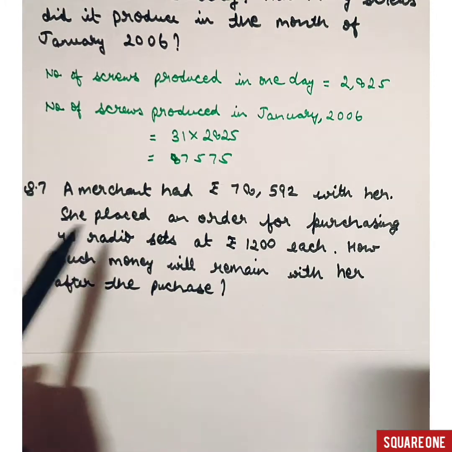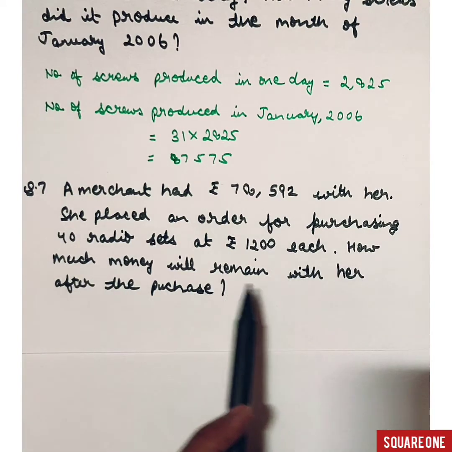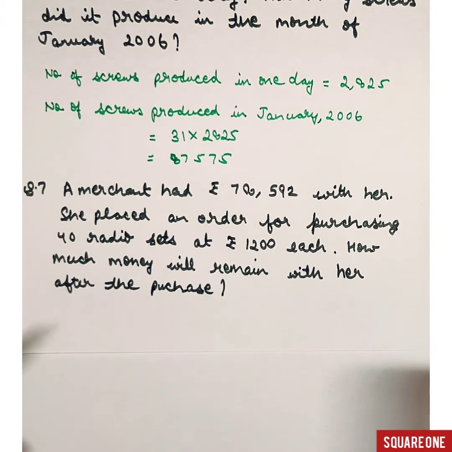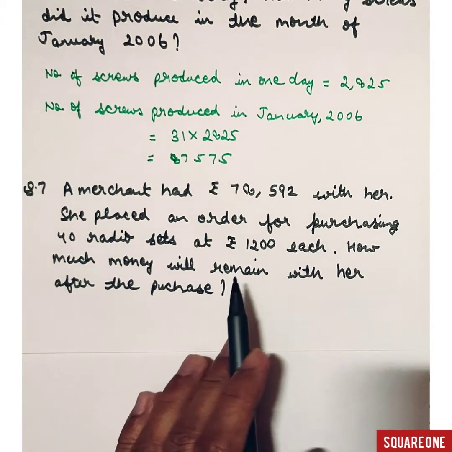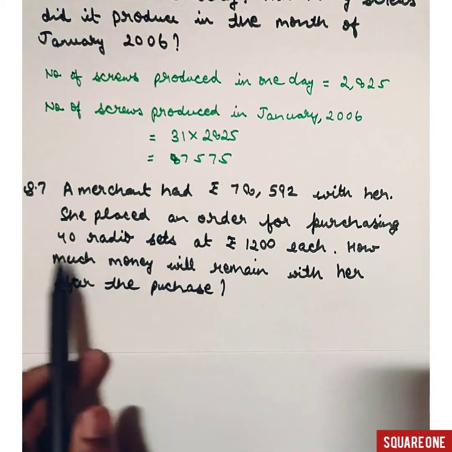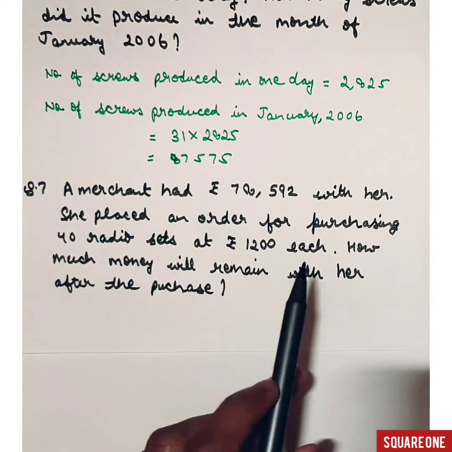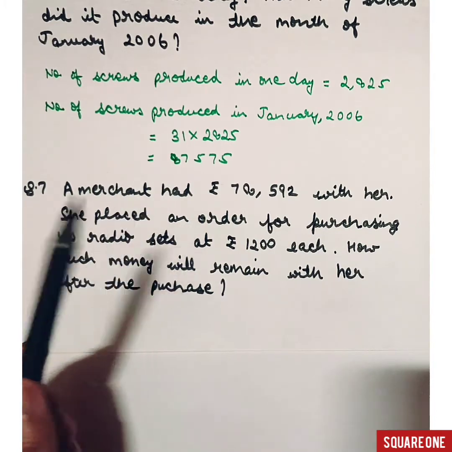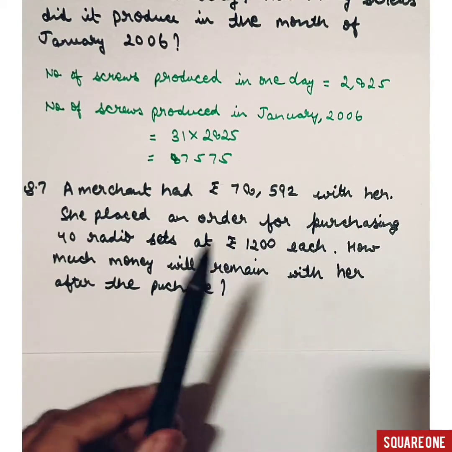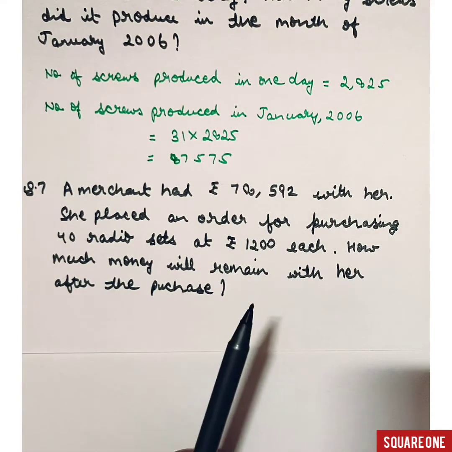In the next question, a merchant had rupees 78,592 with her. She placed an order for purchasing 40 radio sets at rupees 1200 each. How much money will remain with her after the purchase? Now we have to find out how much money will remain with her when she has done the purchase. We have been given the cost of one radio set, which is 1200. Then we find out the cost of 40 radio sets by multiplying 40 and 1200. Once we find out the total money she pays, we can find the difference between 78,592 and the money she pays. Then we will get the difference, and the solution will be how much money remains with her.